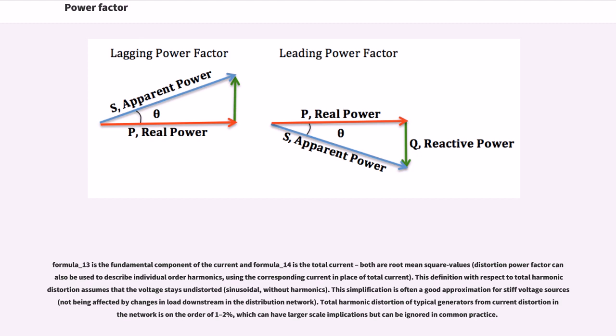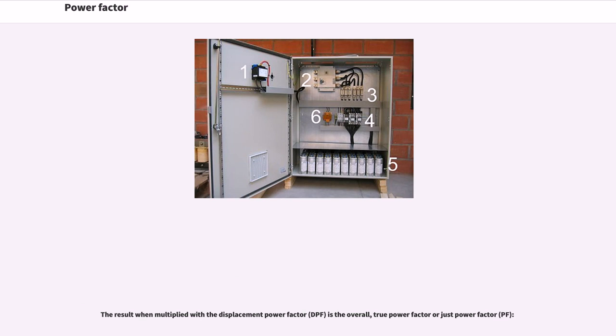This definition with respect to total harmonic distortion assumes that the voltage stays undistorted. This simplification is often a good approximation for stiff voltage sources. Total harmonic distortion of typical generators from current distortion in the network is on the order of 1 to 2%, which can have larger scale implications but can be ignored in common practice. The result when multiplied with a displacement power factor is the overall, true power factor or just power factor.